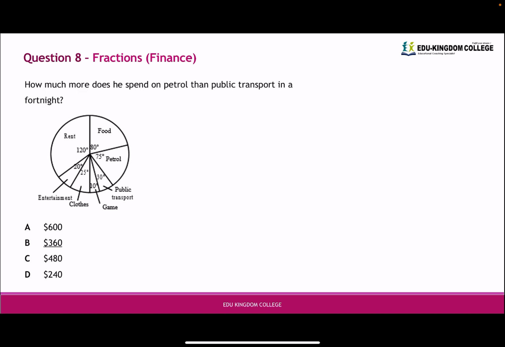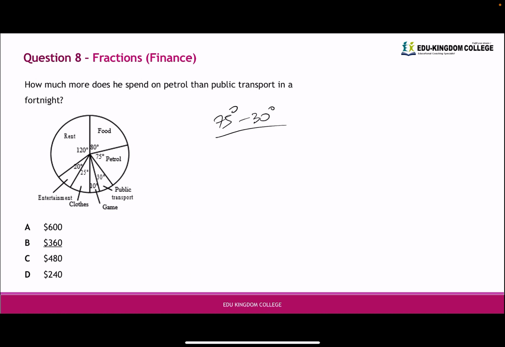Now question 8, we're using the same chart, slightly different question. So how much more does he spend on petrol than public transport? Well, petrol, he spends 75 degrees on. Public transport he spends 30 degrees on. So we're trying to find the difference. We don't need to find each one individually. We went through this in a different week, so you don't have to go through each one individually. Just find the difference and calculate the difference. That's how you save time.